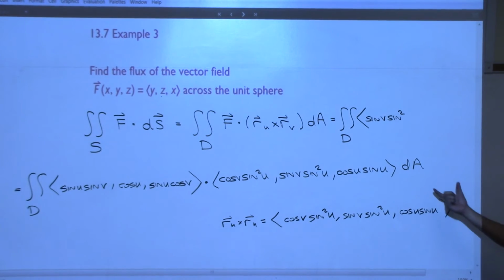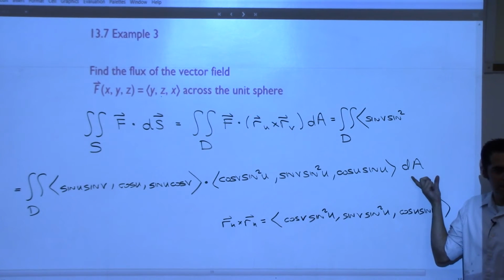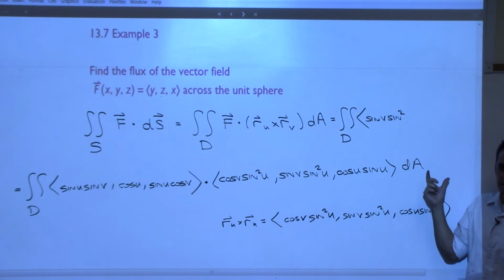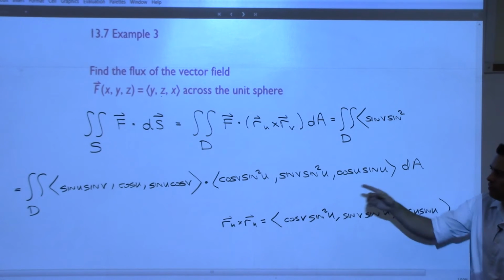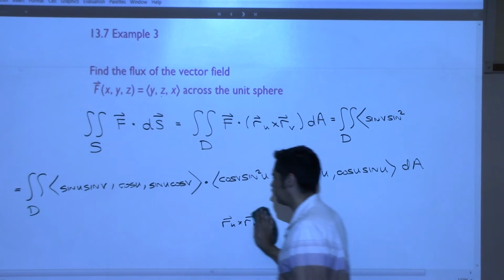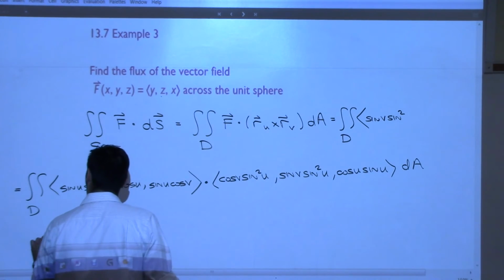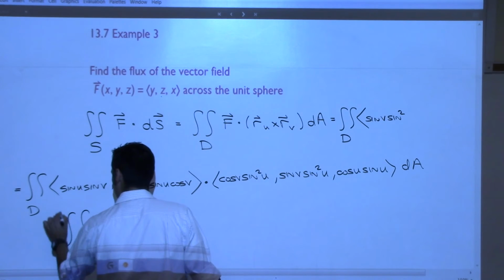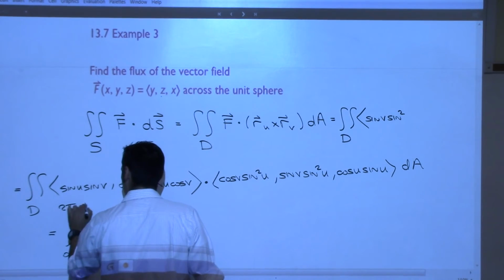Now we can replace dA with du dv, and do our limits of integration because we know our restrictions on u and v, but I need to dot that, so I may as well dot it now. And I'll write my limits here. How about 0 to 2 pi, 0 to pi.